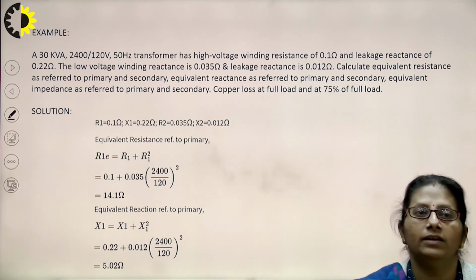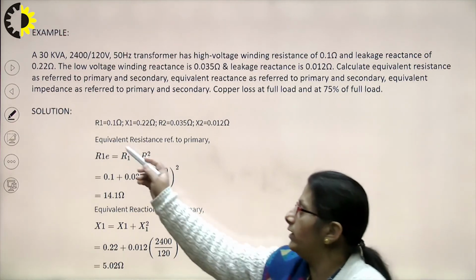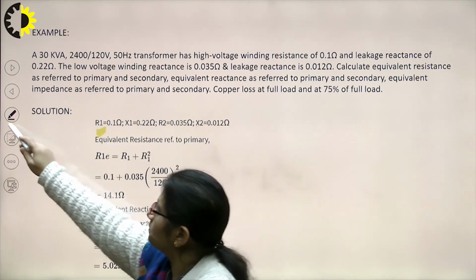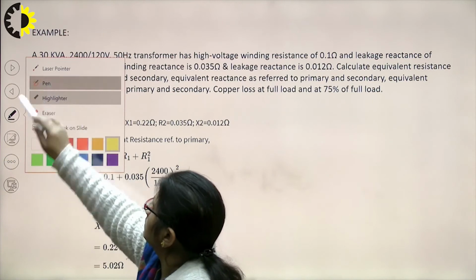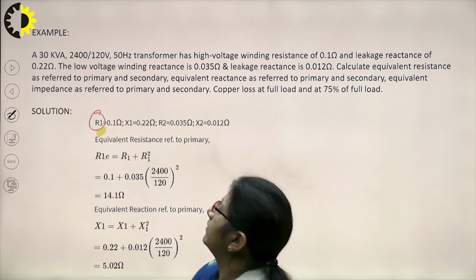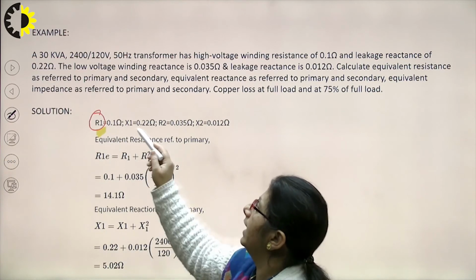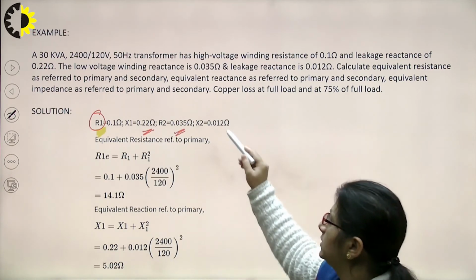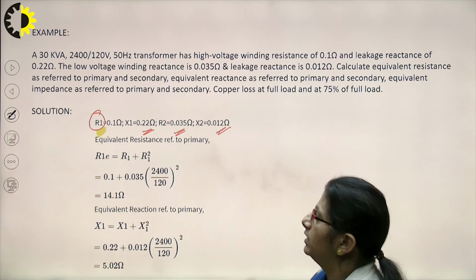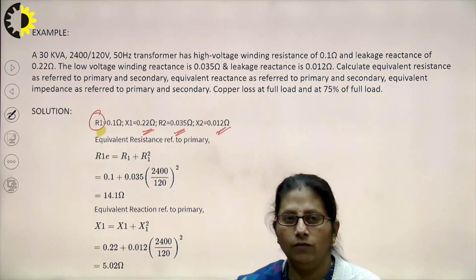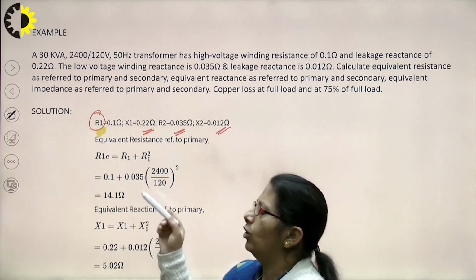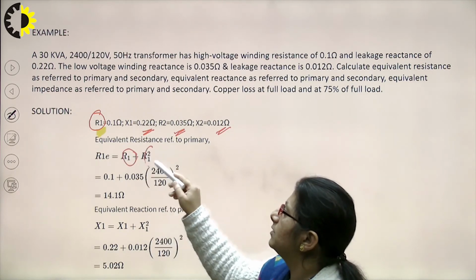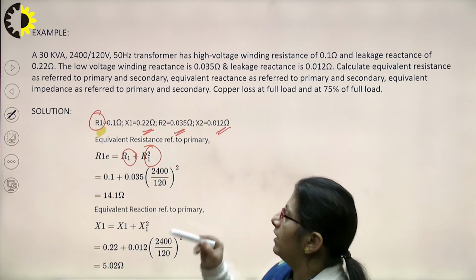I have the primary winding resistance R1 given as 0.1 ohms, X1 is 0.22 ohms, R2 is 0.035 ohms, X2 is 0.012 ohms. Now, equivalent resistance referred to primary, we know that R1E, or which we call R01, is given by R1 plus R2 dash.